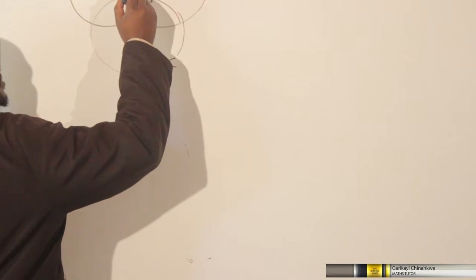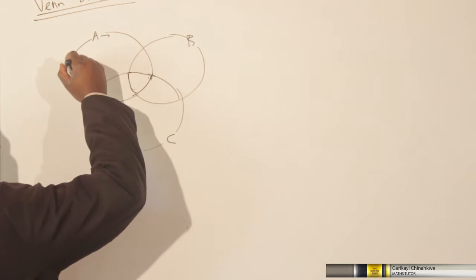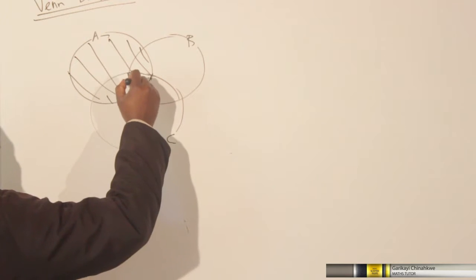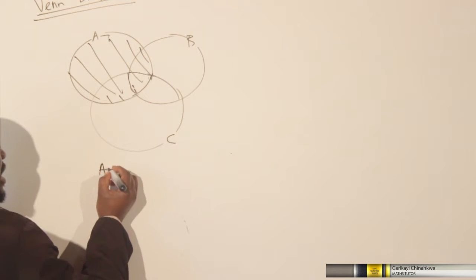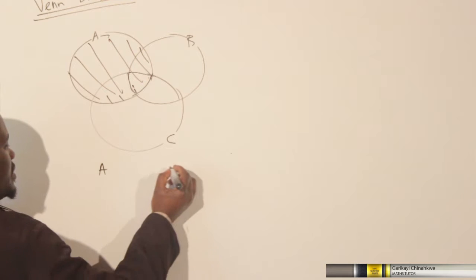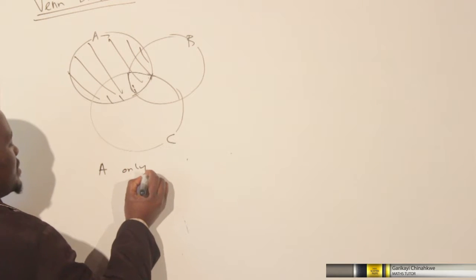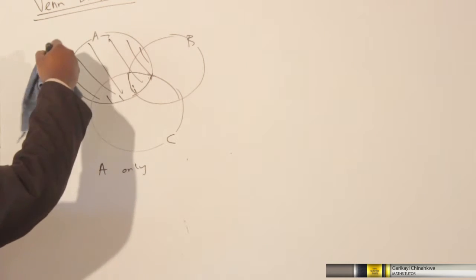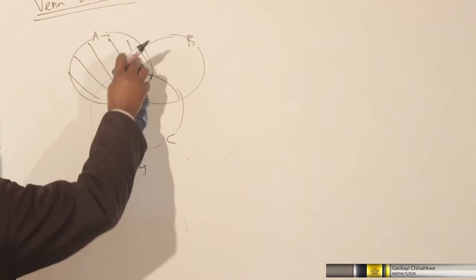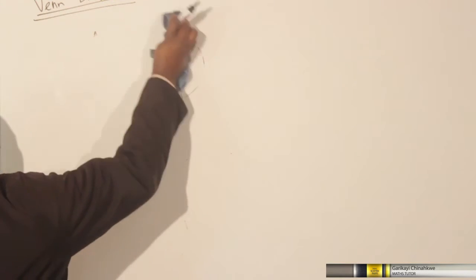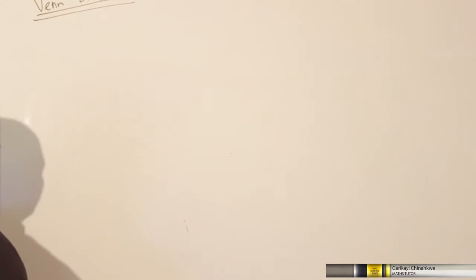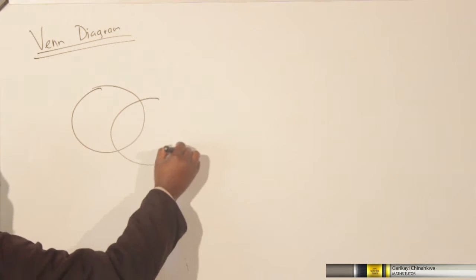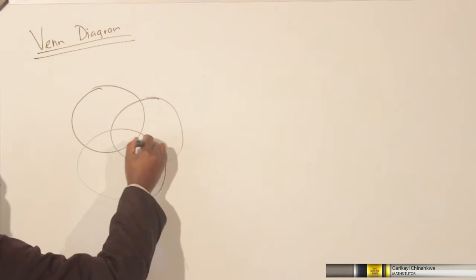All right. You see this diagram? I want to check everything on A. This is A only. Then we've shaded A only. This includes A only. Then I'm going to erase this and show you another one. You see this one, and this one, and this one.